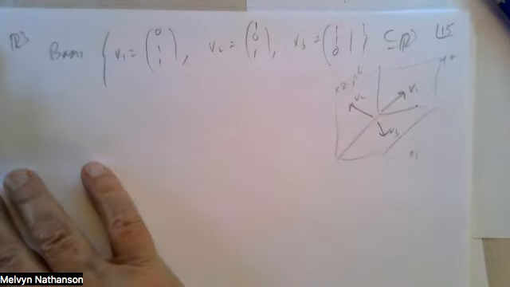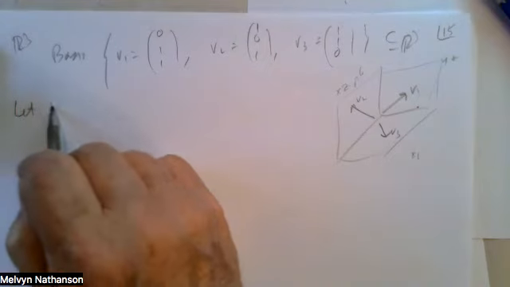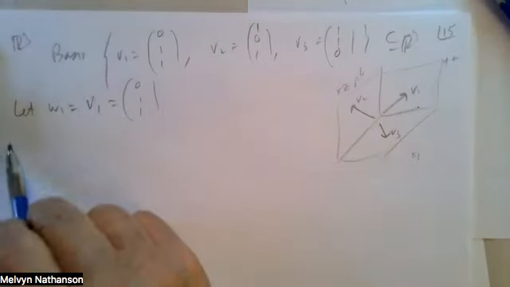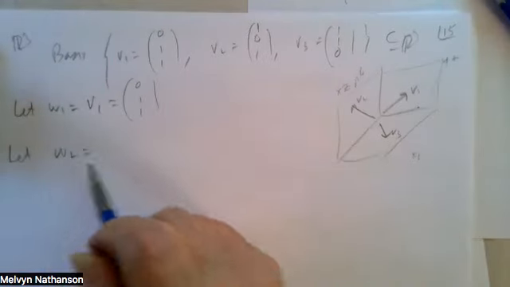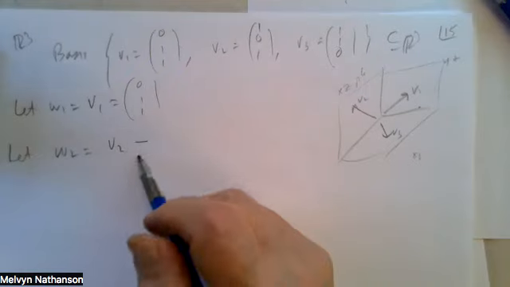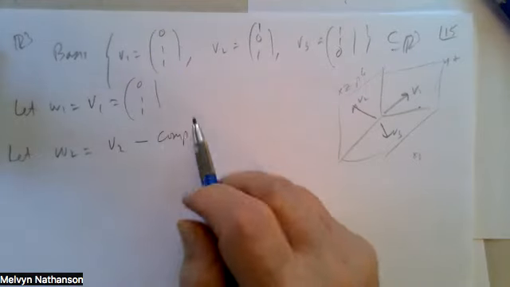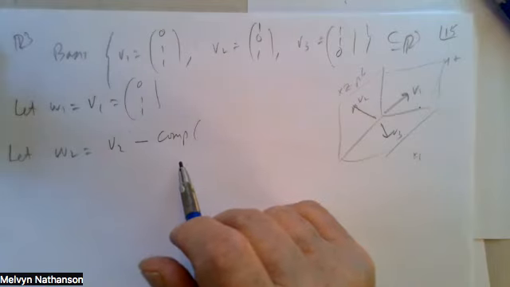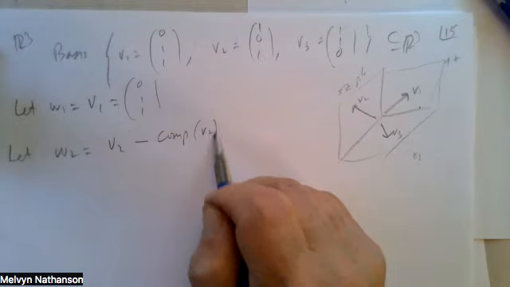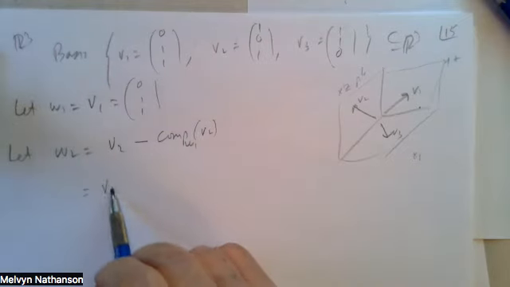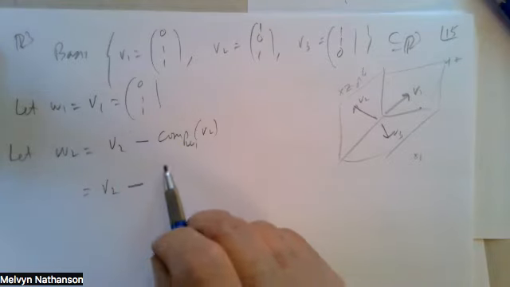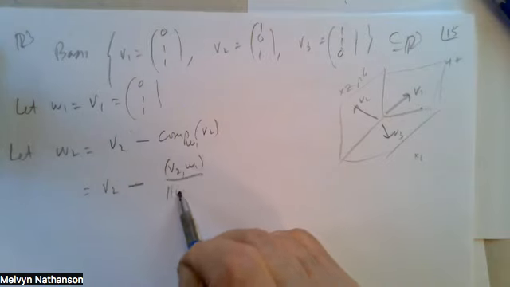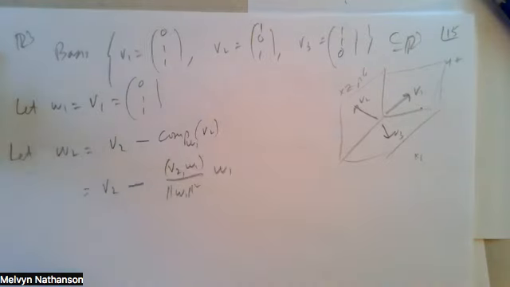So I want to construct first an orthogonal basis. So I let W1 be equal to V1, 0, 1, 1. I let W2 be V2 minus the component of V2 in the direction of W1. So that's V2 minus the inner product of V2 and W1 over the length of W1 squared times W1.